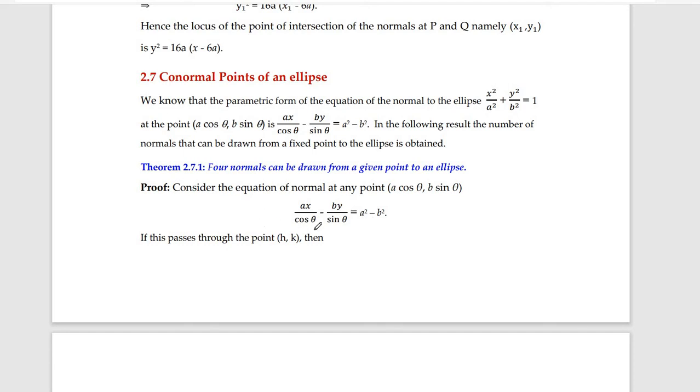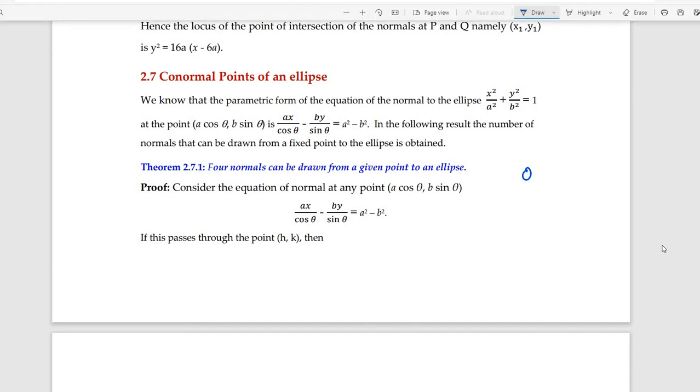We have the equation of the normal at any point theta, that is (a cos theta, b sin theta), given by ax/cos theta minus by/sin theta equal to a square minus b square. From there, we started with only the parametric form of the equation of the normal at t. Here, theta is called the eccentric angle.